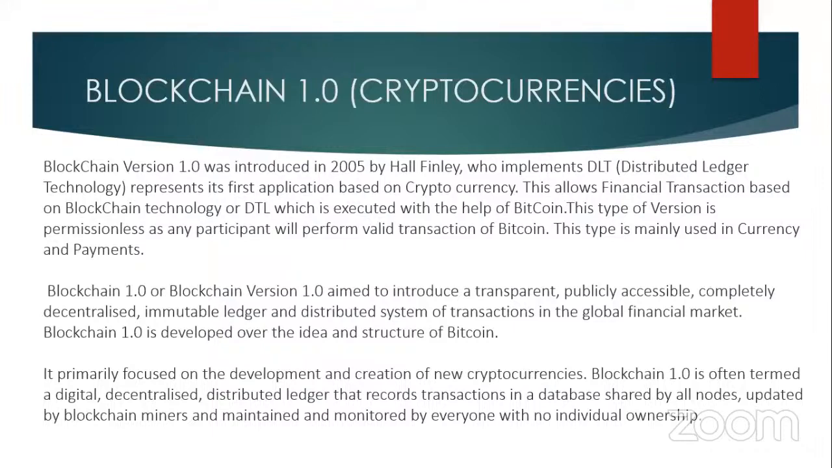So this distributed ledger technology was executed with the help of Bitcoin. This type of version is permissionless, as any participant can perform valid transactions of Bitcoin, and it is mainly used in currency and payment. Now the aim of Bitcoin is to introduce a transparent, publicly accessible, and completely decentralized immutable blockchain ledger, and a distributed system of transactions in the global financial market. Now, this blockchain 1.0 is developed over the idea and structure of Bitcoin.